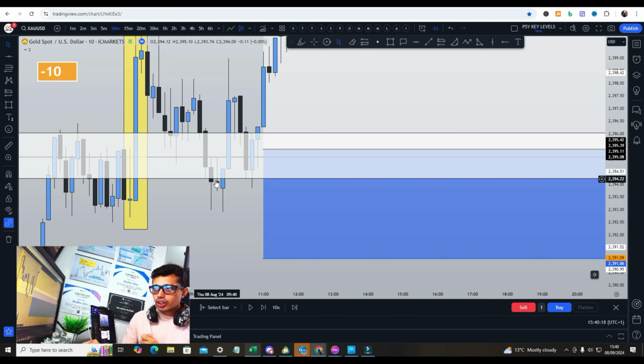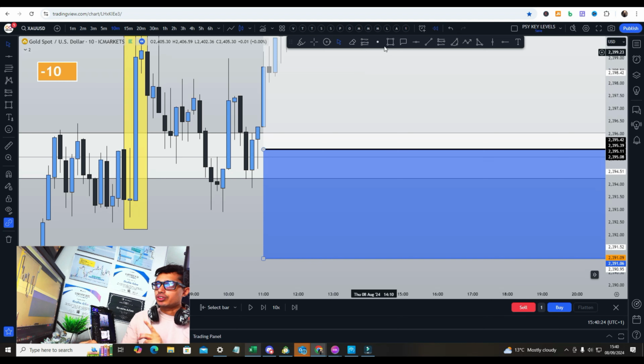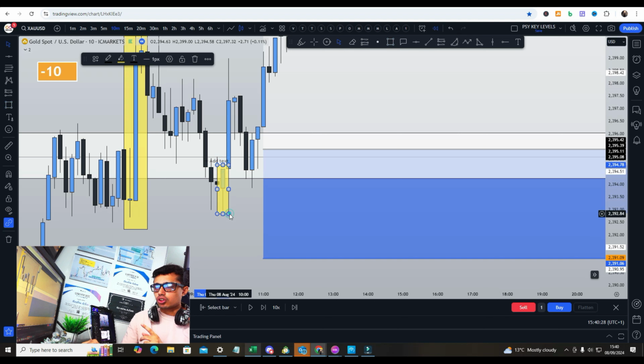Why? Because look at this clean bearish rejection, that wick. Price comes back up. Now here's the first sign. This is a super strong bullish candle. There is no wick rejection at the top.